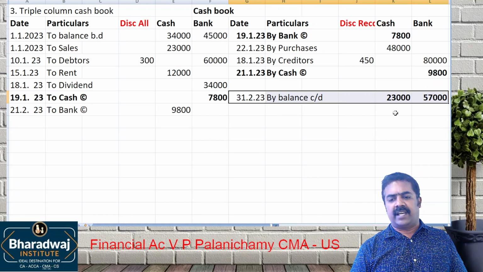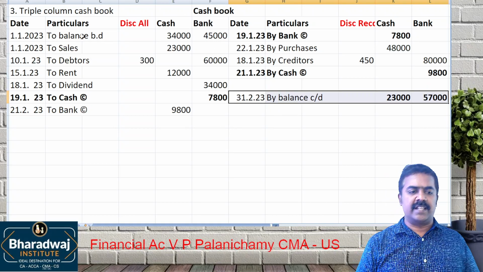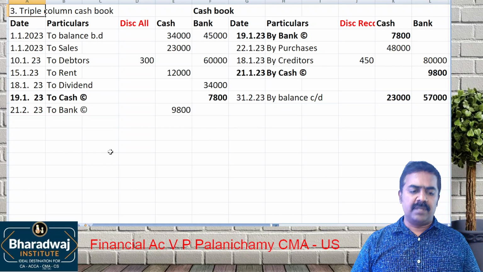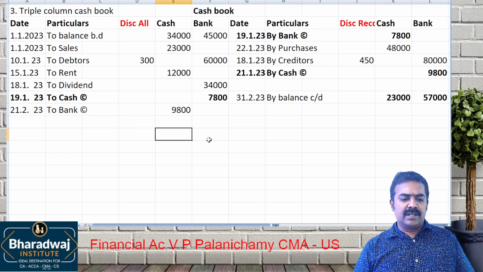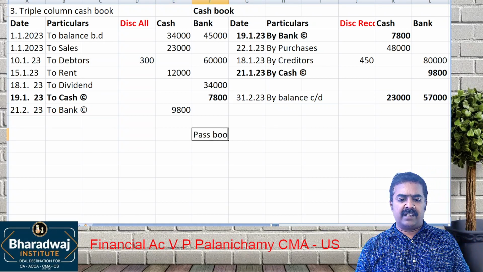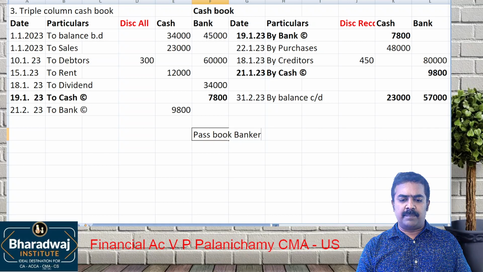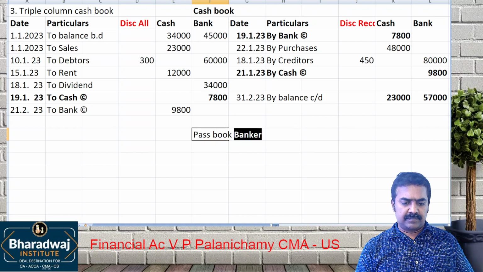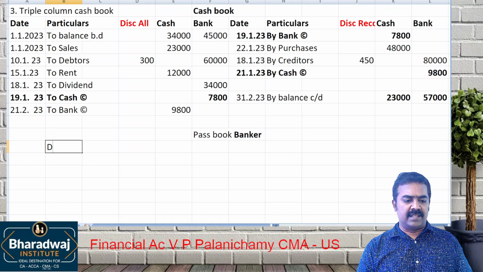Okay. Then cash and bank column will come. This is an example of which one? Triple column cash book. Now, passbook is maintained by the banker. Okay, passbook will have columns like this.